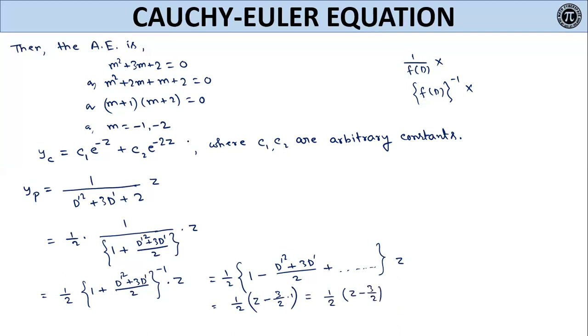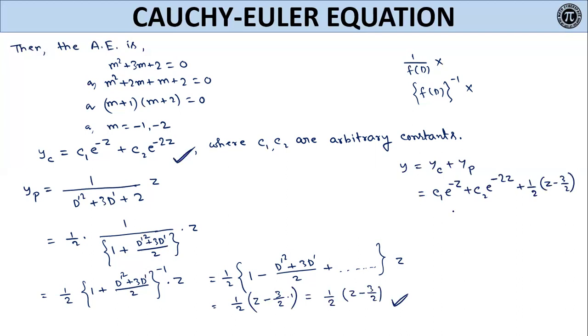So this one is the complementary function and this one is the particular solution, but this is not your complete solution. What is the complete solution? y equals yc plus yp. So this is equals to c1 e to the power minus z plus c2 e to the power minus 2z plus half into z minus 3 by 2.